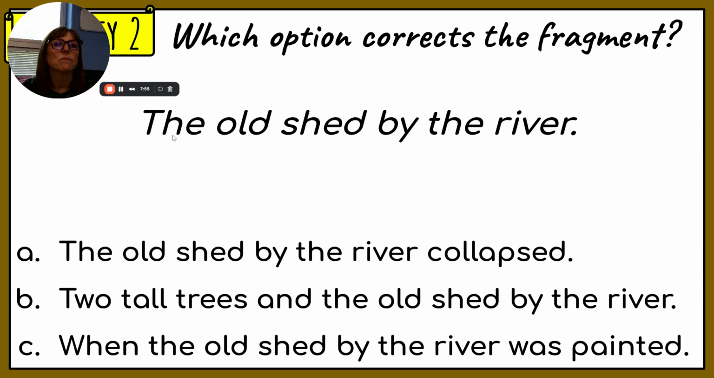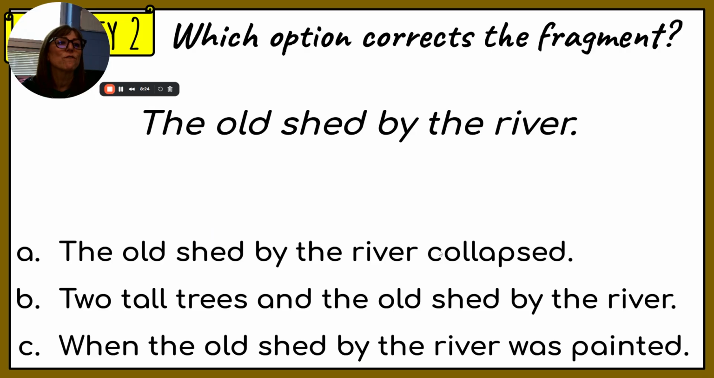The next one, the old shed by the river. Are we missing a subject or are we missing a predicate? Tell your table leader now. You should have said we're missing the predicate. We don't know what the old shed did. So we need to look down here, A, B, and C, and decide which one of these completes the fragment and tells us what the old shed did.